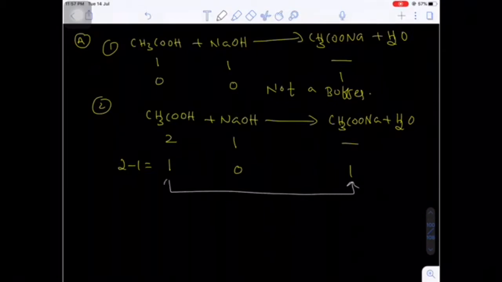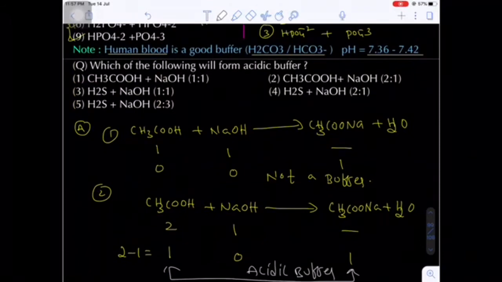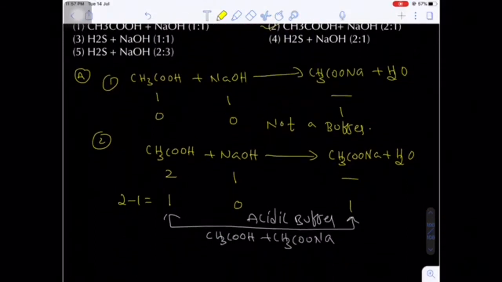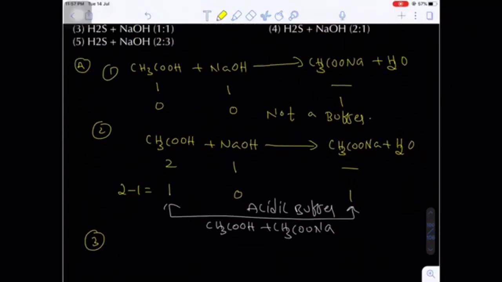Now in the mixture, finally what is present in the solution? We have 2 components in the solution. What are those? Acetic acid is present in the solution as well as its conjugate base, acetate ions, also present in the solution. That's why this mixture is called acidic buffer. So the second one will form acidic buffer. Are you getting my point?